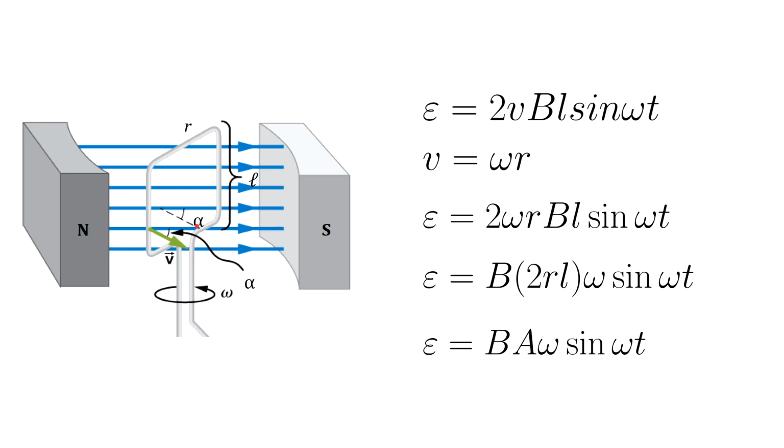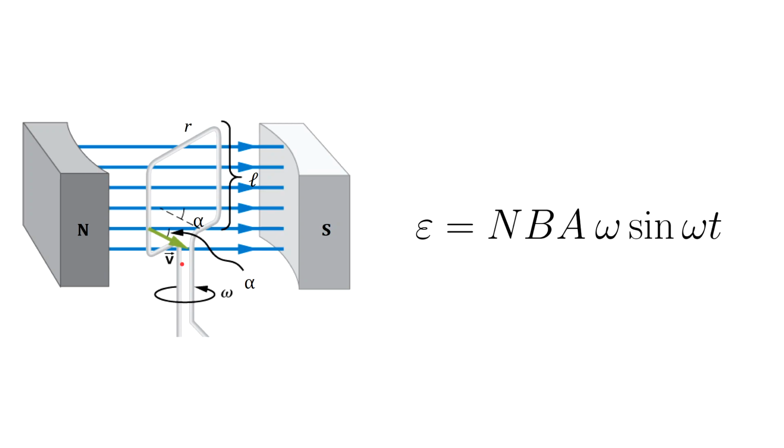And if we use n loops of wire, then basically the EMF is multiplied by n. So, as you see, this is the same equation for the induced EMF.